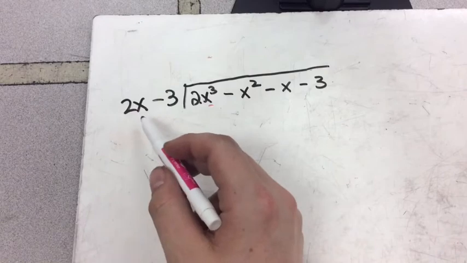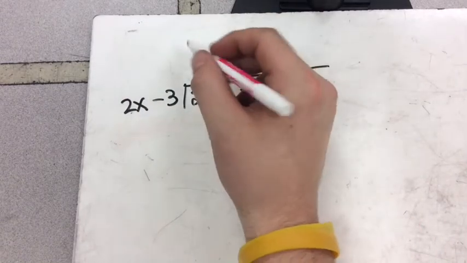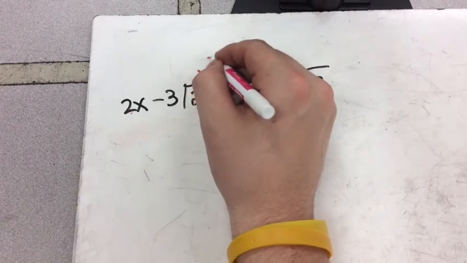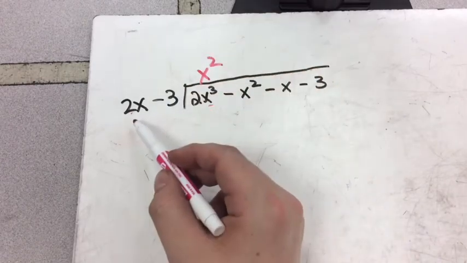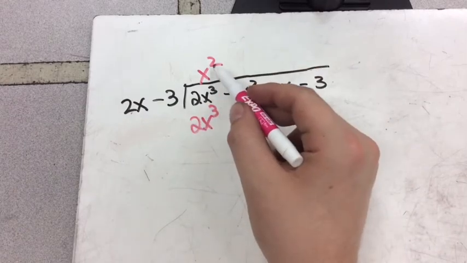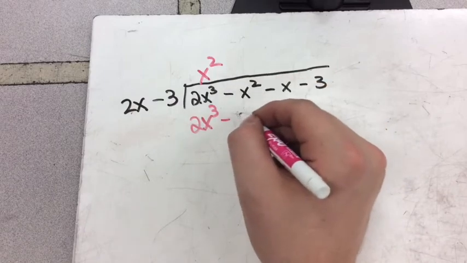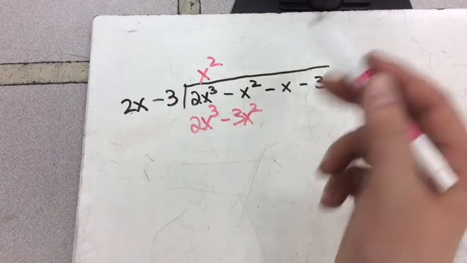So to do that, I'm going to ask this times what will make a 2x cubed. I know that that just requires an x squared. X squared times 2x will give me 2x cubed. However, I need to put in the other part, so x squared times negative 3x is negative 3x squared.